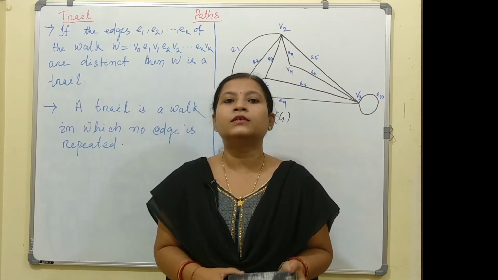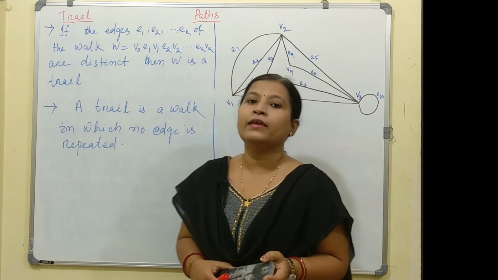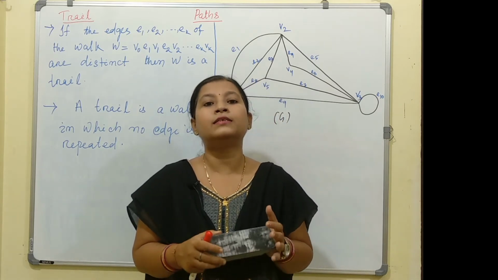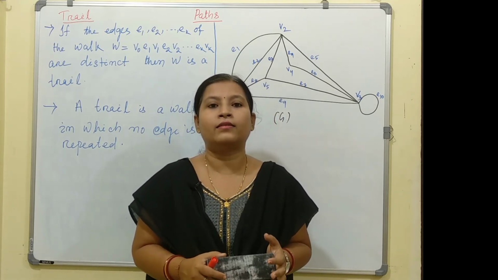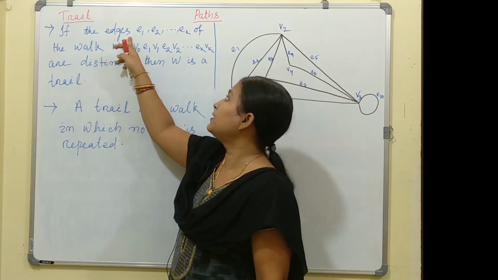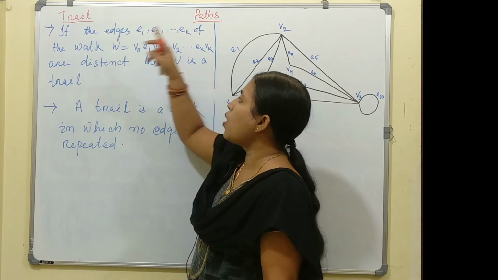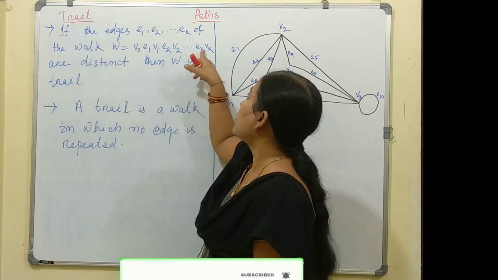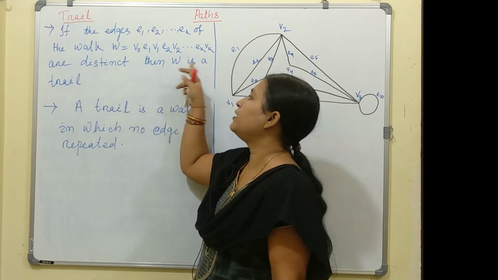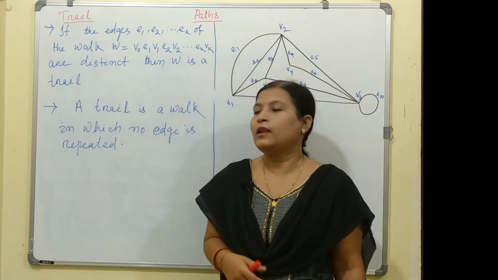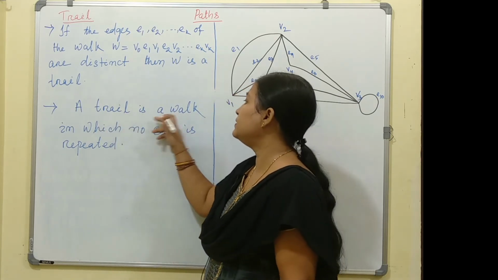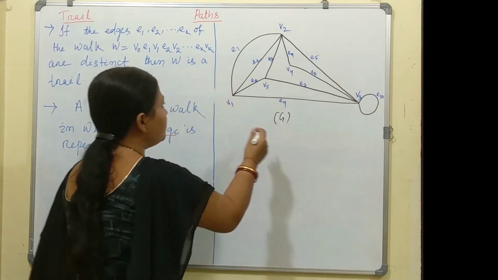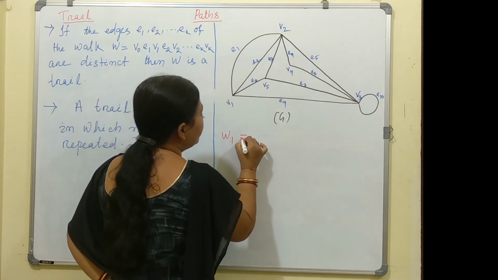Next we will discuss trail. So what is a trail? If the edges are not repeated in a walk, then this walk is called a trail. So the definition is, if the edges E1, E2, up to Ek of the walk W equal to V0, E1, V1, E2, up to Vk are distinct, then W is called a trail. So a trail is a walk in which no edge is repeated. So for example, come to this graph.